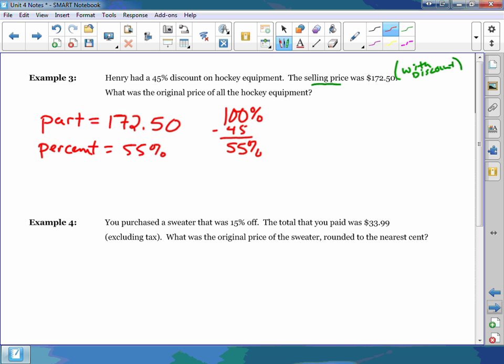I'm going to do this one with an equation just so you guys see the other side of it. So our part, 172.50, is equal to the percent as a decimal, so 0.55, times the whole amount, or the original amount. The original amount is always considered the whole amount. And when you solve that, what number do you come up with?